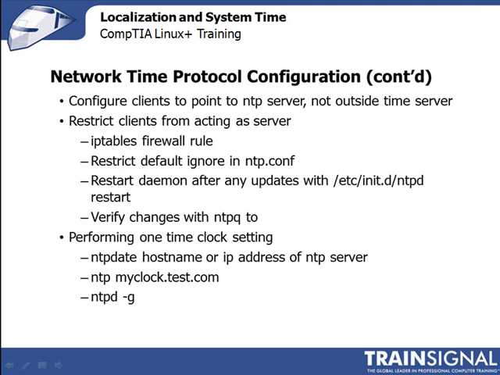But what if you wanted to do a one-time clock setting change? To do this, you use the command ntpdate. You have to stop the daemon before you can execute the command, and the syntax is ntpdate followed by the host name or IP address. So a typical command might read ntpdate myclock.test.com.